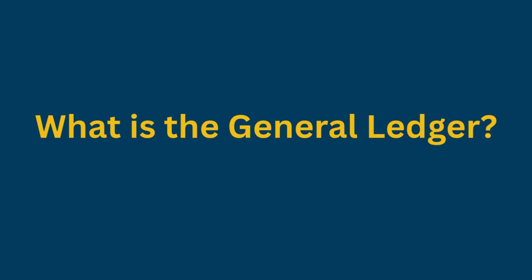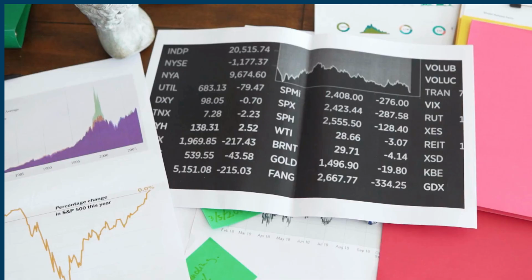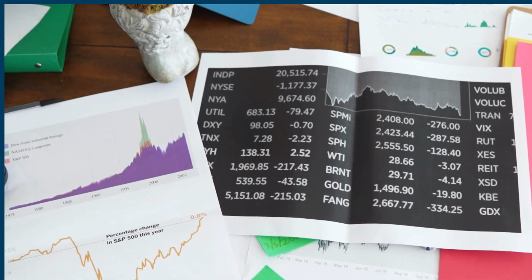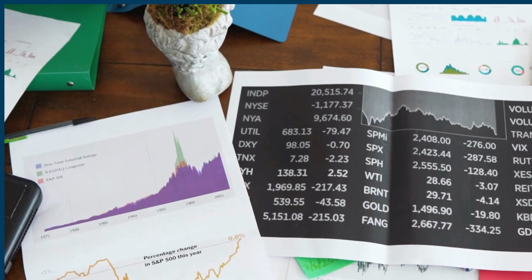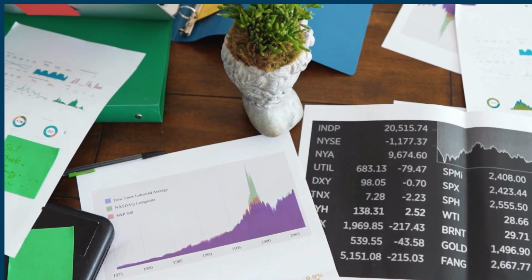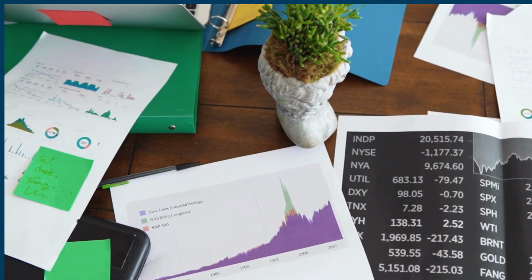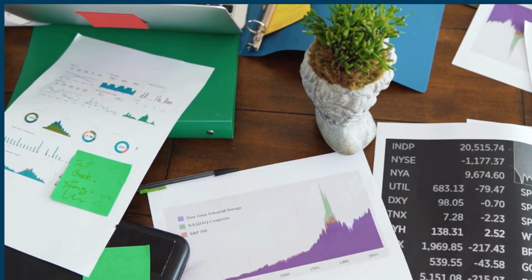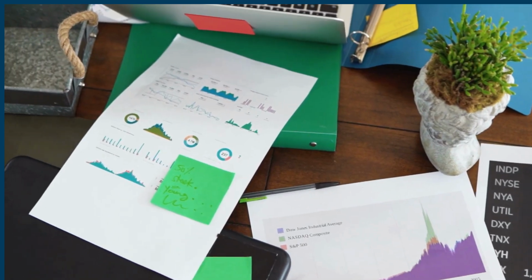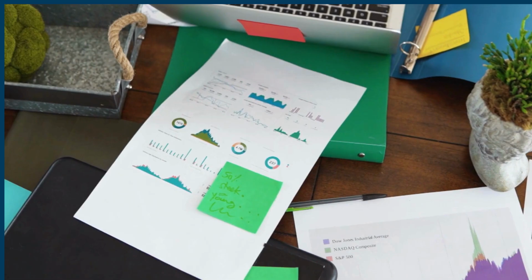Step 3. Post to the general ledger. What is the general ledger? Now that all our transactions are recorded in the journal, it is time to organize them. This is where the general ledger comes in. If the journal is a financial diary, entries written in the order they happened, then the general ledger is the organized filing system. It takes all those journal entries and sorts them by account.